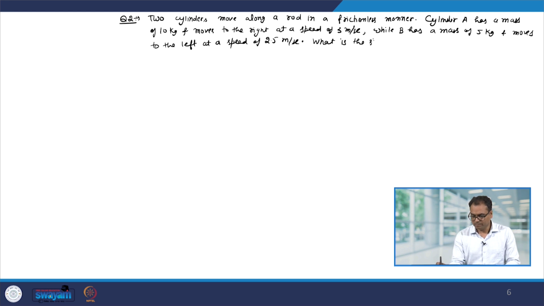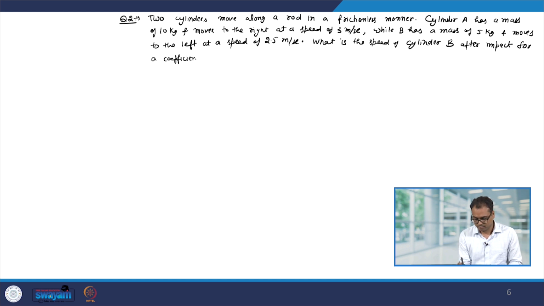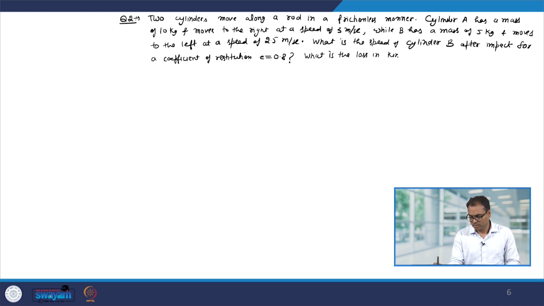What is the speed of cylinder B after impact for a coefficient of restitution E equal to 0.8? And it is also asked to find out what is the loss in kinetic energy.